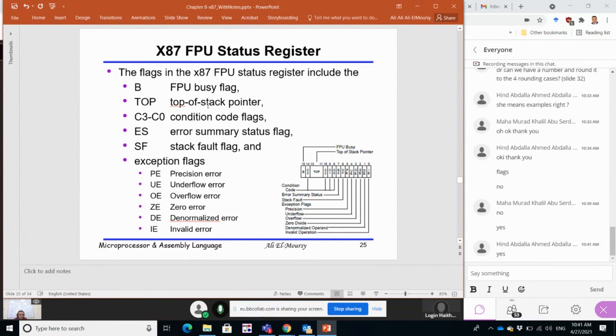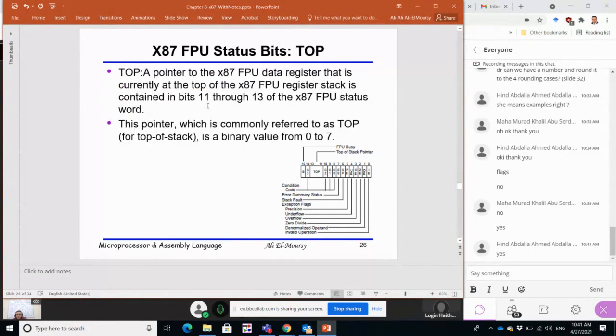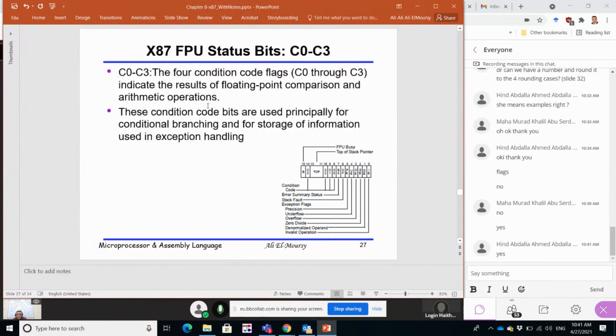Let's move to the next flag, the next bits, which are the TOP flag. Of course we understood those: they are just 3 bits to indicate where my top of the stack of registers is pointing to. Those are easy, right? So, top of the stack pointer. Then the conditional code flags: what are the conditional code flags? Who can tell me what the conditional code flags are? Think about it: what are the conditional code flags?